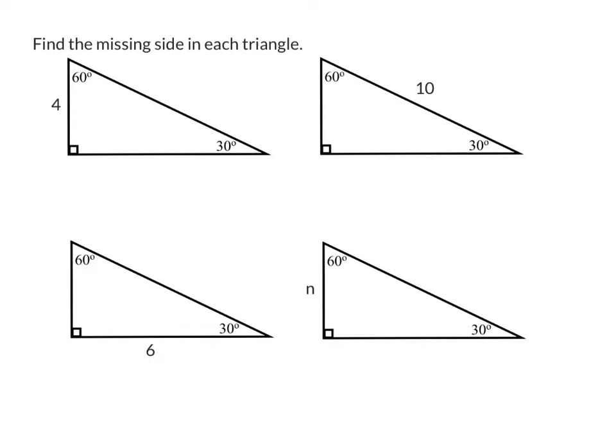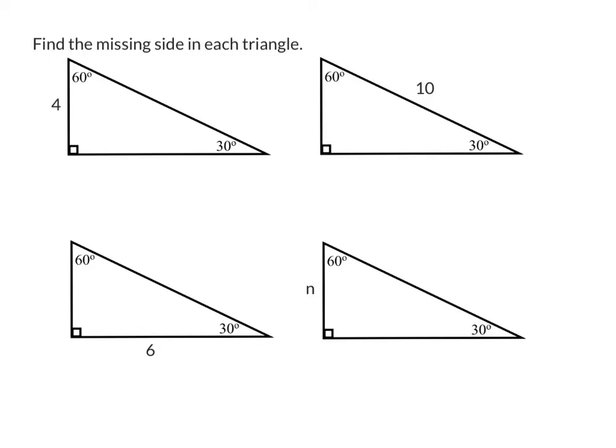Hello, in this video we're going to solve some different types of right triangles. In all four of these I have a 30-degree angle, a 60-degree angle, and a 90-degree angle. So the Pythagorean theorem will come into play here. Now, we only have the information on one side, and the directions have asked us to find the missing side in each of these triangles.